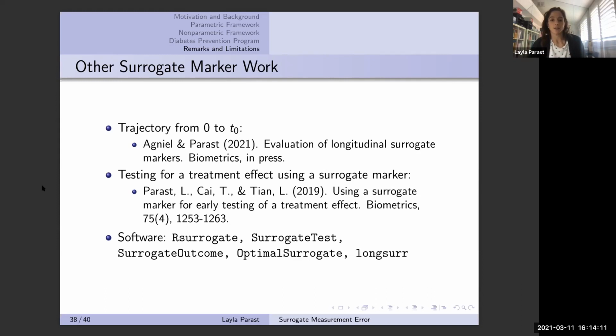And then lastly, we've proposed a way to test for the treatment effect using the surrogate marker. This is, as I mentioned at the very beginning, the promise of surrogate markers. If you can come to an agreement that something is a good surrogate marker, then how do you actually use that to replace the primary outcome in a clinical trial and test for treatment effect? And all of this work has associated software on CRAN or GitHub.